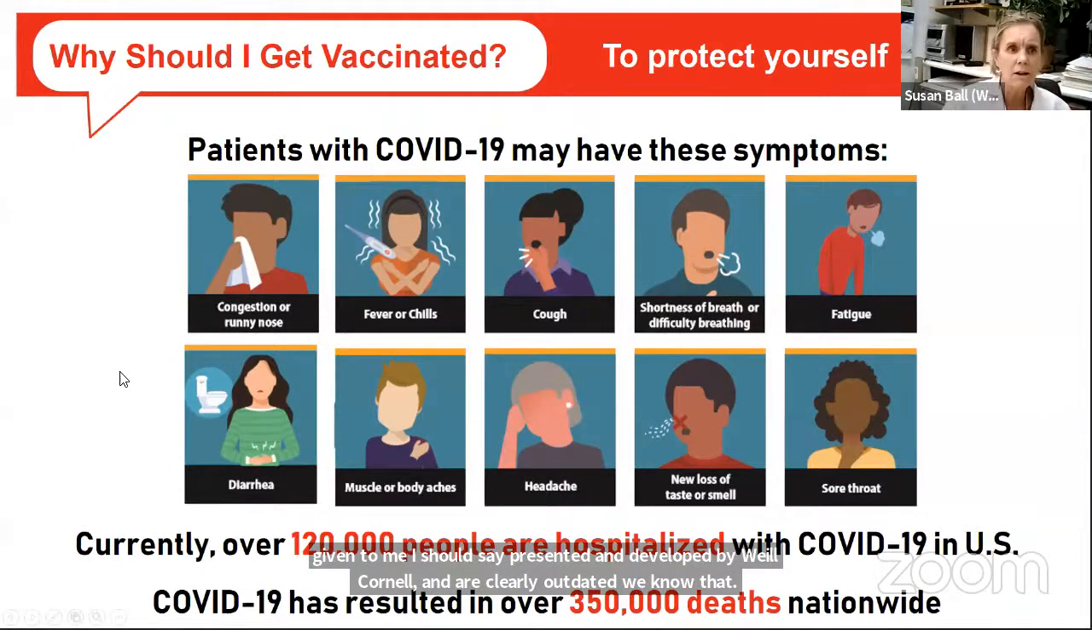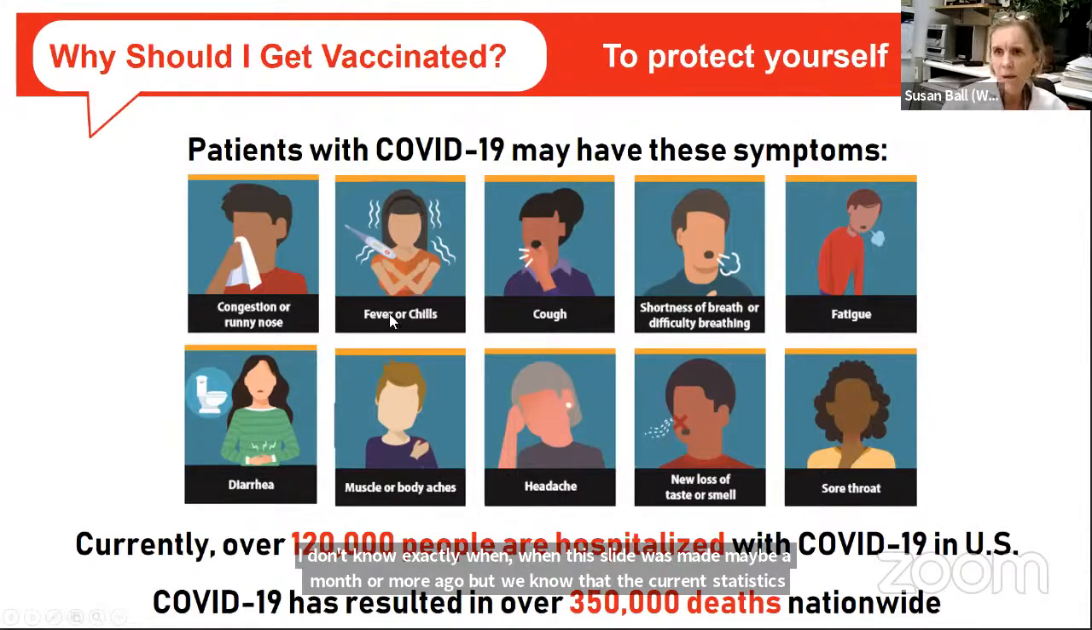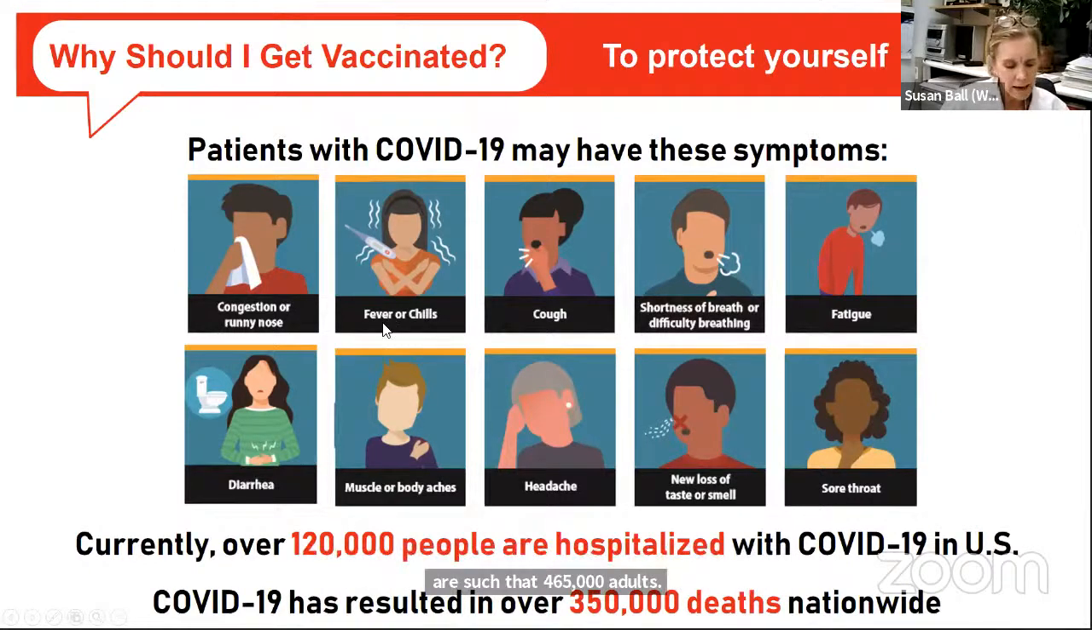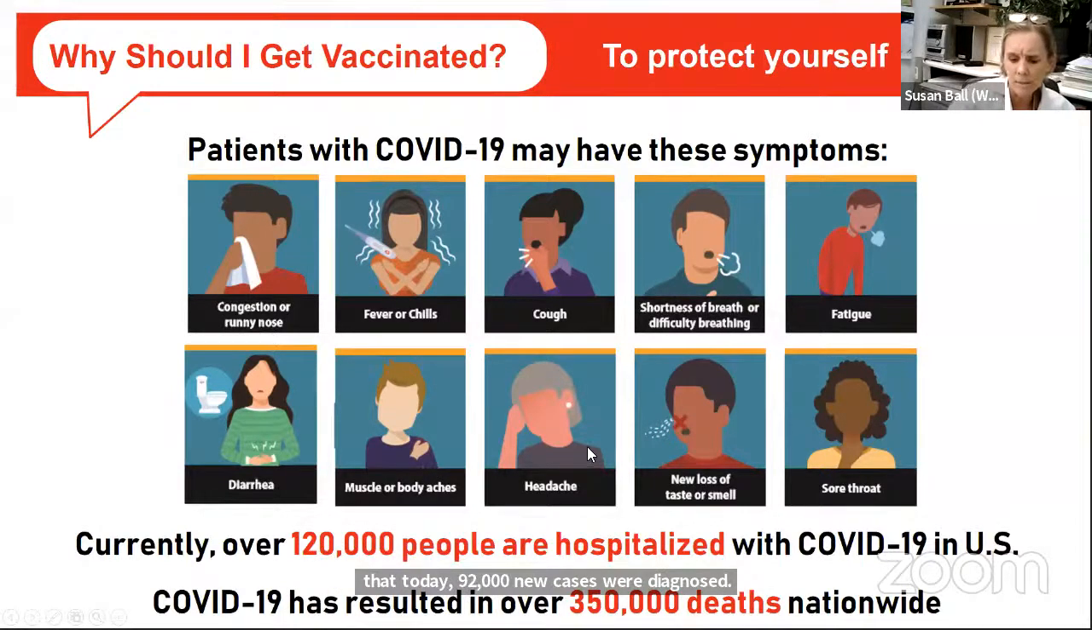I just looked up before I came to the talk that today, 92,000 new cases were diagnosed around the country. It's way down from the peak. Just a month ago, on January 8th, more than 300,000 people were diagnosed on that one day. So the numbers of new cases are going down. But these are some of the symptoms that people can present with.